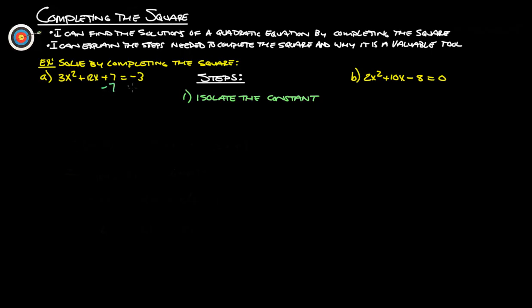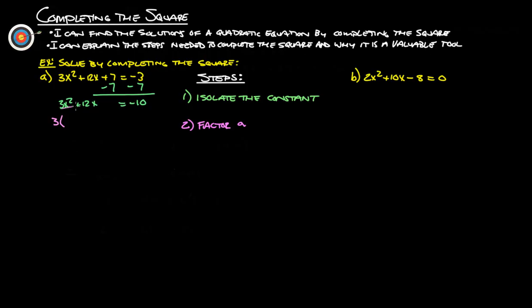So we're going to want to subtract 7 from both sides, and we get 3x squared plus 12x equals -10. Okay. The next step we're going to want to do is factor the a. So this means whatever's out in front of the x squared, we got to factor that out of both of these on this side here. So we got to factor a 3 out of both of these, right? So that's going to be 3.